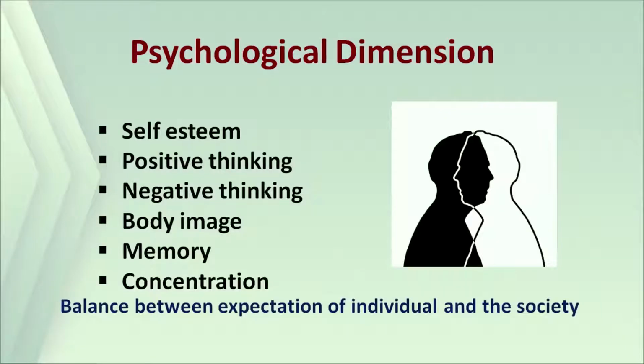Now we will talk about psychological dimensions. In a balanced situation with the expectations of the individual and the society, if a person has self-esteem, positive thinking, negative thinking, body image, memory and concentration, these are different quality of life perceptions.